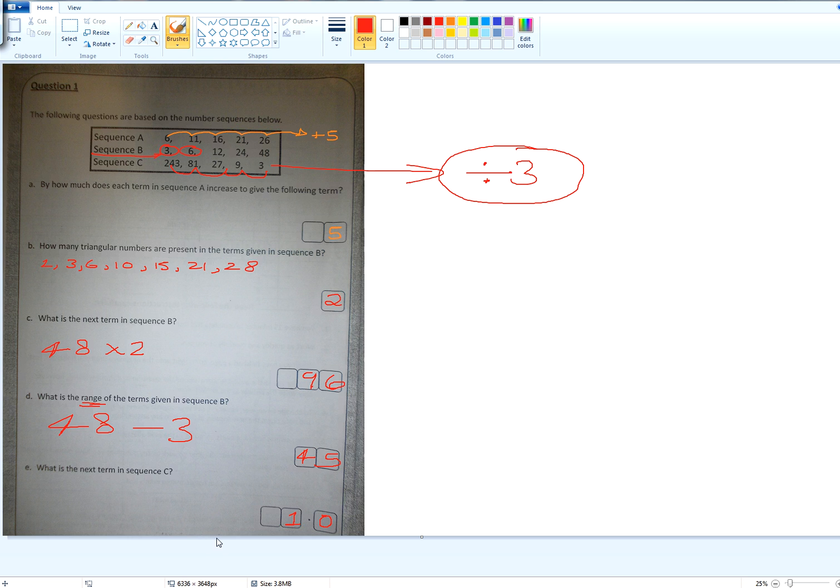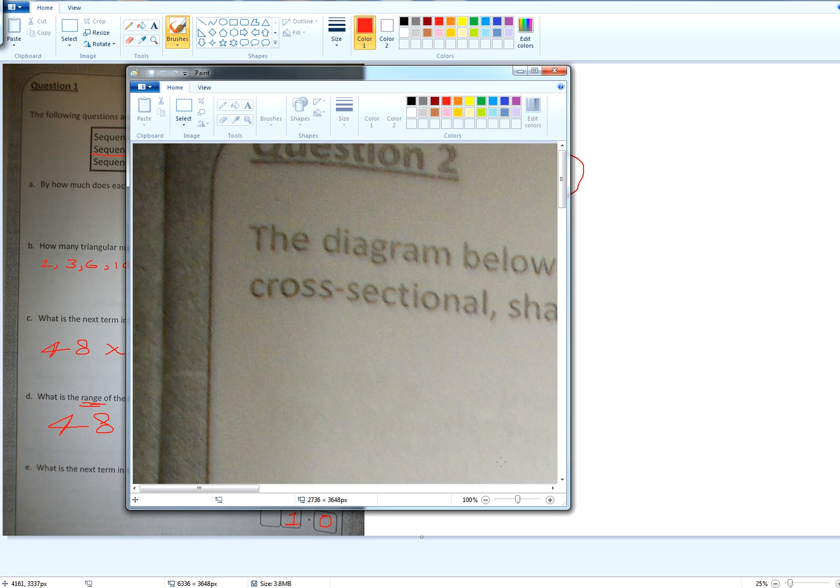Has everybody got those answers so far for question number 1? Okay, let's move on to question number 2 now. Just give me a moment while I get the next page up.